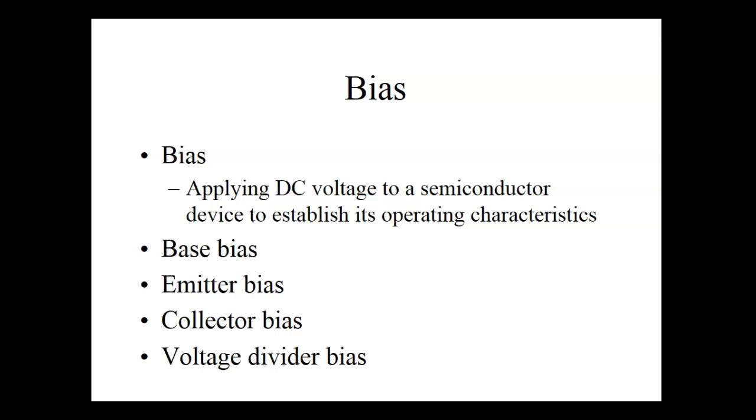So bias is applying the DC voltage primarily to the base. That's what's used to set the parameters of the bipolar transistor. Is the bias connected to the base? Does that make sense? Base bias would be when the primary control is connected to the base. That makes sense? When you say primary control, what do you mean?